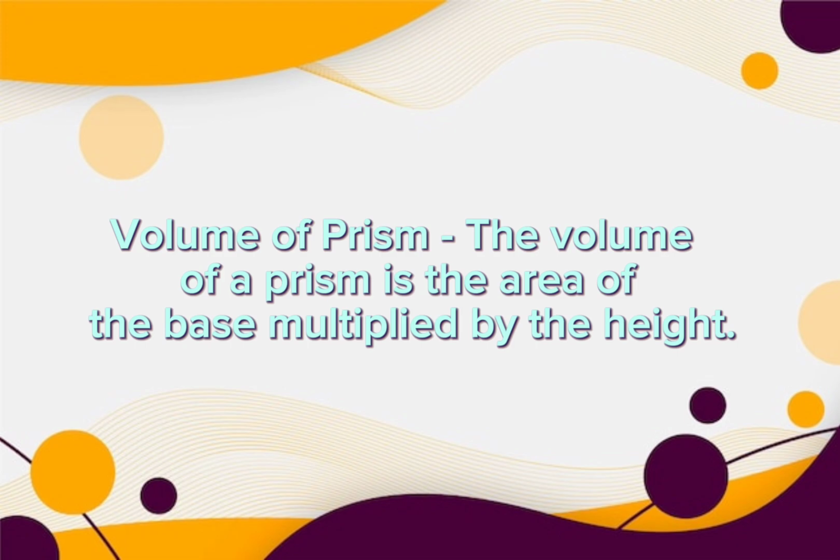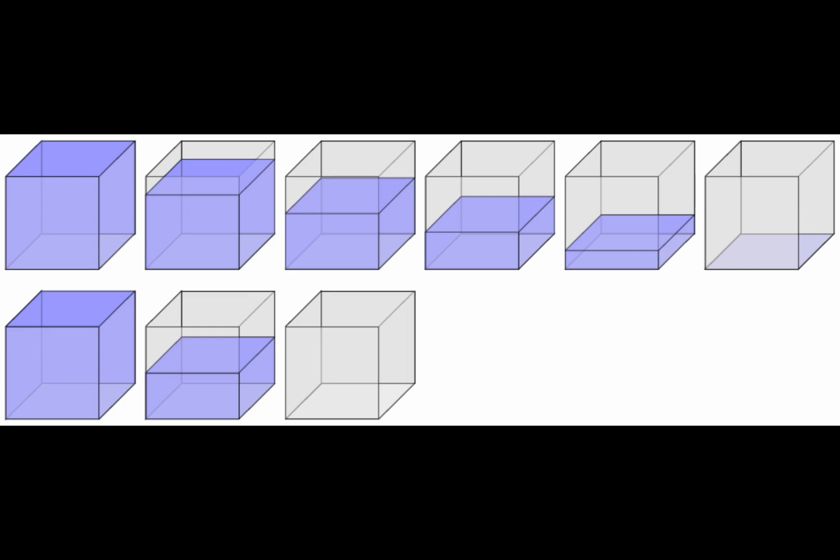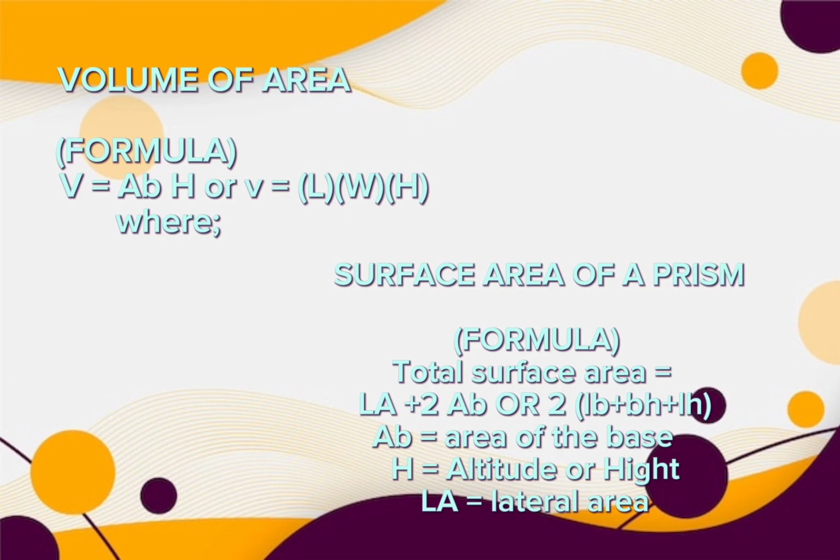The volume of a prism is the area of the base multiplied by the height. It measures how much space a three-dimensional object can hold. The volume is measured in cubic units such as cm cubed and mm cubed. Look at this example. Just imagine that you fill up the cube with water. The amount of water this cube can hold is limited to the volume of this cube. That's what we call the volume. So here are the formulas for volume and surface area.